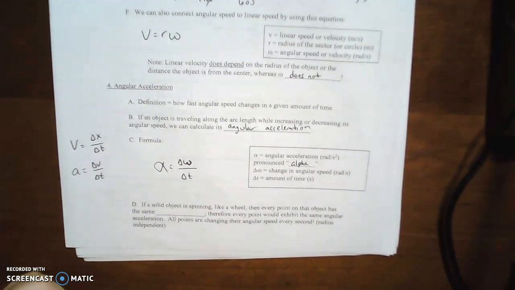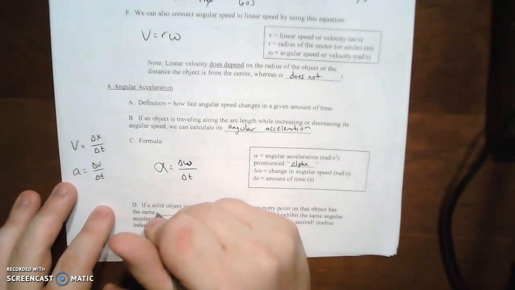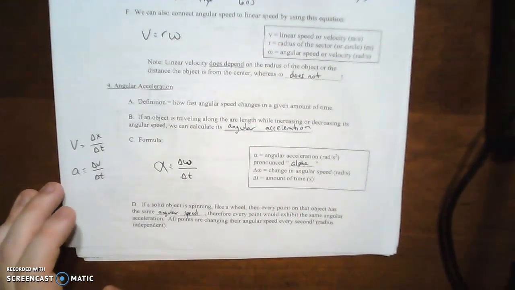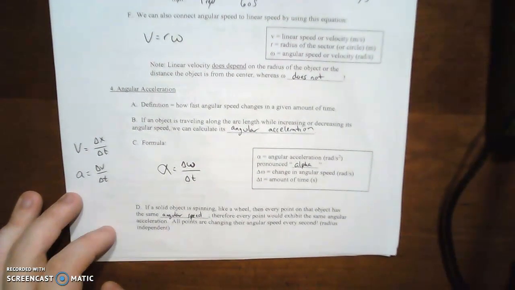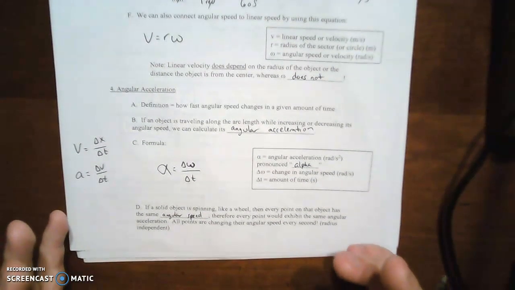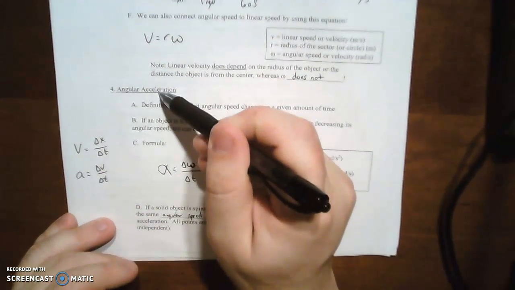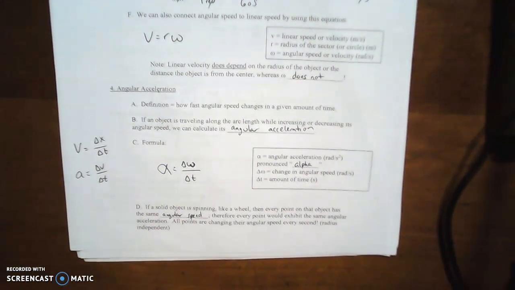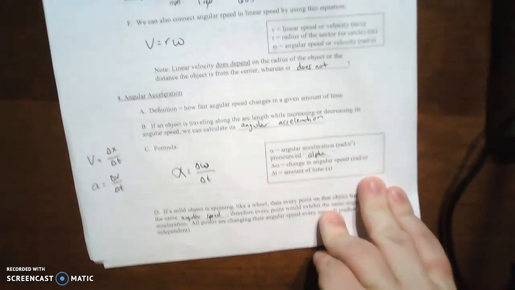If a solid object is spinning like a wheel, then every point on that object has the same angular speed. Therefore, every point would exhibit the same angular acceleration. So once again, we're seeing that because of the way things are spinning, these kinds of things, angular acceleration, angular velocity, they are independent of radius. But depending on where you're sitting, your linear acceleration will be much different. All right, let's progress onwards.